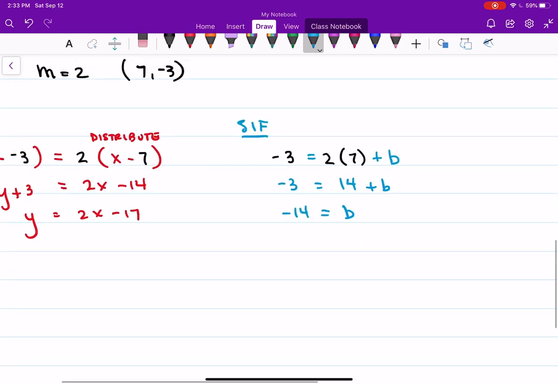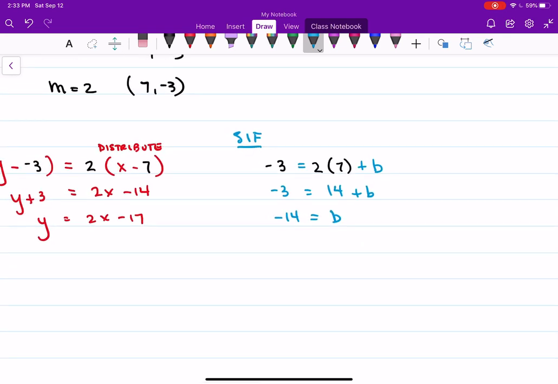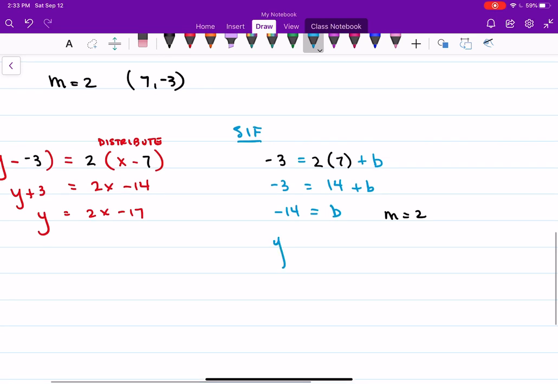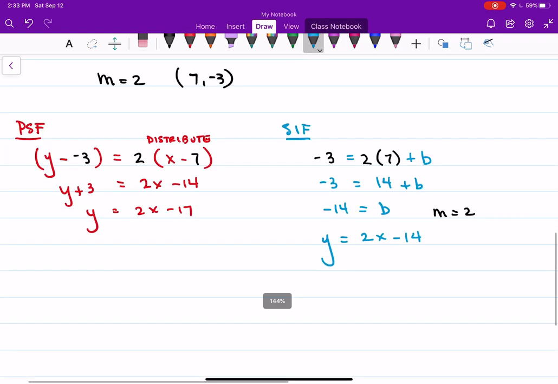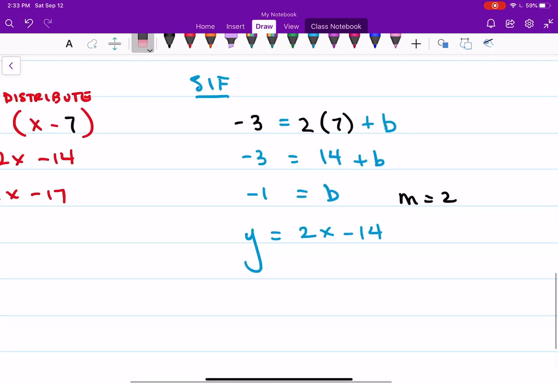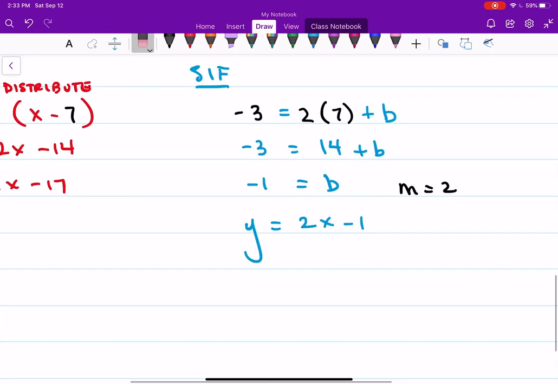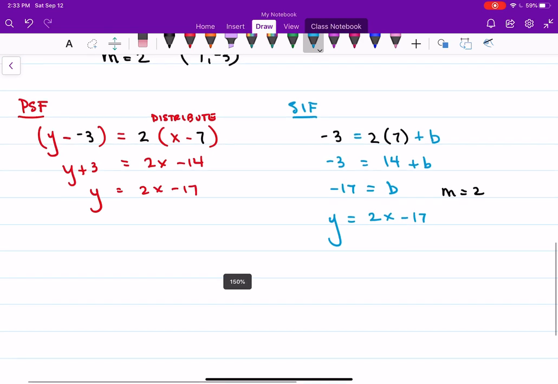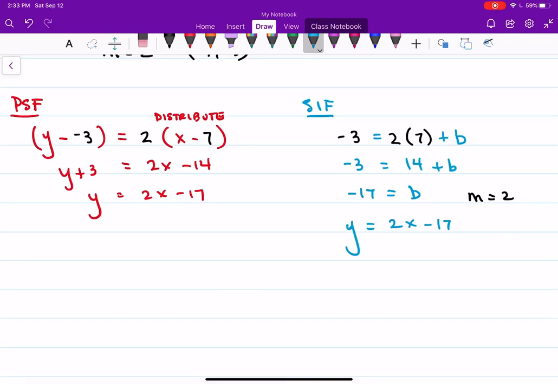So now I have the y-intercept, and I also have the slope being 2. So now I can just rewrite the equation of y equals mx plus b. Oops, made a mistake. Subtracting 14 would not give 14, it would be more like 17. There we go. Now you notice that either way I do it, I'm still getting the same exact equation.